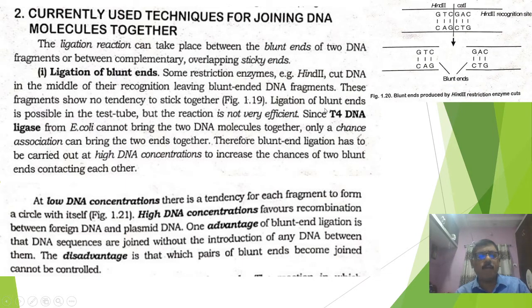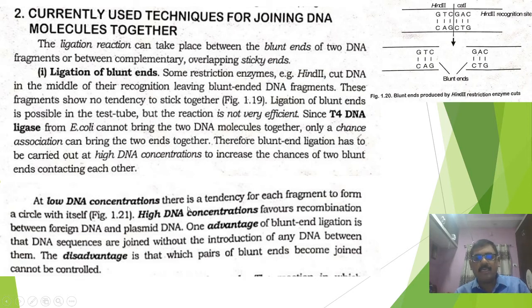The ligation of blunt ends is possible in a test tube, but the reaction is not very efficient, since T4 DNA ligase from E. coli cannot bring the two DNA molecules together; only a chance of association can bring the two ends together. Therefore, blunt end ligation has to be carried out at high DNA concentrations to increase the chances of two blunt ends contacting each other. So therefore, we have to choose another process for ligation.